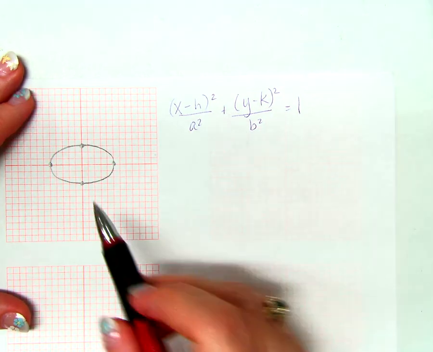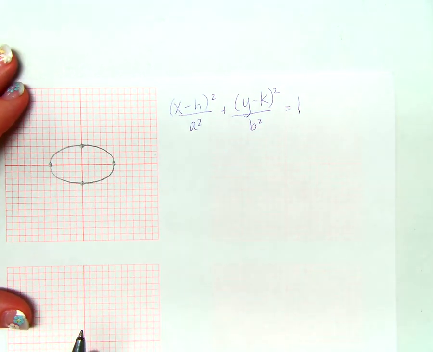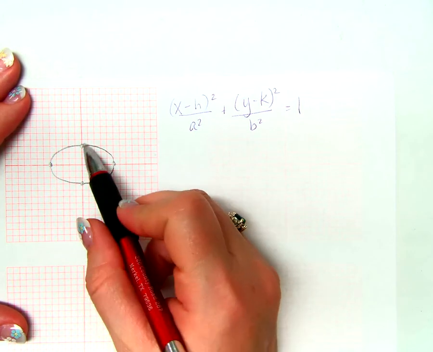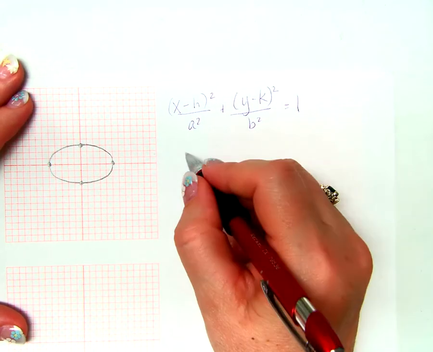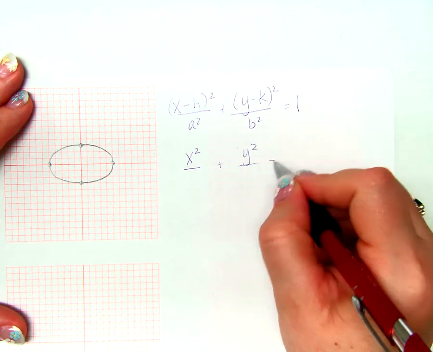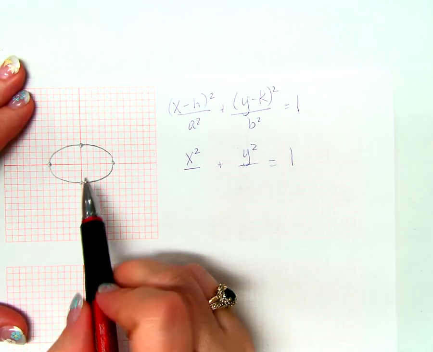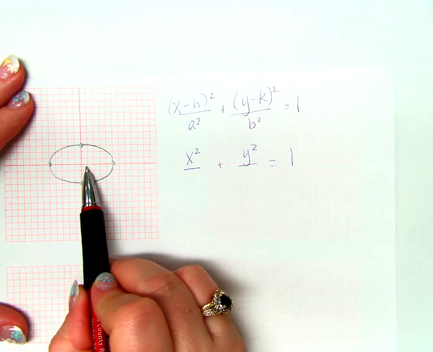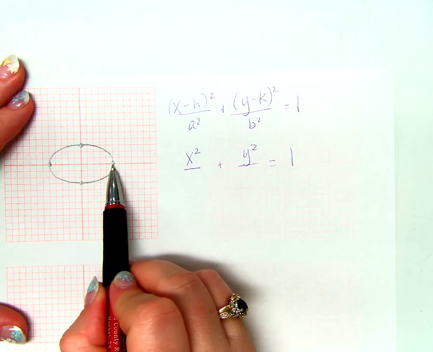So if we're trying to write the equation of this ellipse right here, first of all, we can tell our center is at (0, 0), so we're just going to have x squared up here and y squared up here, and that's going to equal 1. How far along the x-axis did we travel from the center? 1, 2, 3, 4, 5.